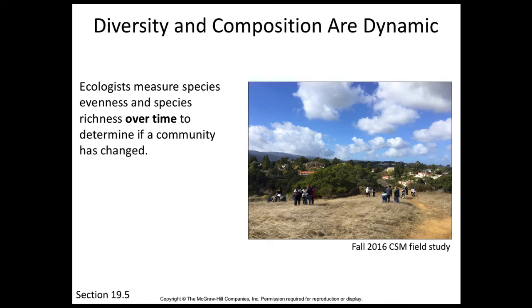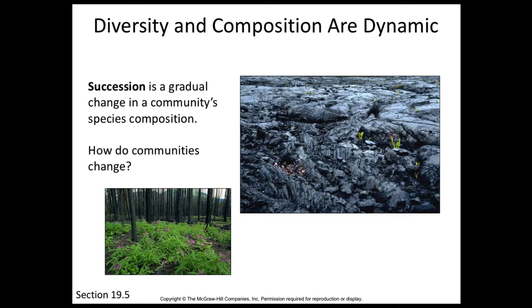Ecologists measure species evenness and species richness over time to determine if a community has changed. Succession is defined as a gradual change in a community's species composition. The question we can ask ourselves is, how do communities change over time? For example, after a fire comes through a forest, or after a volcano erupts and all of that black lava flows down the mountain, it can completely wipe out the community, and therefore the community must change over time.